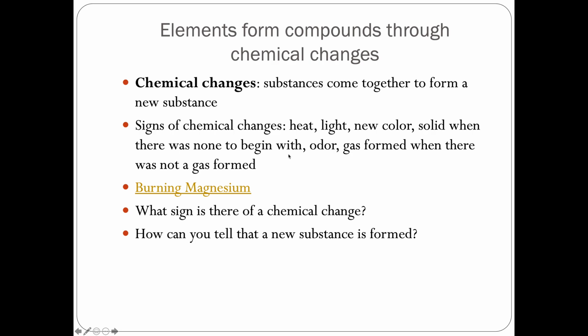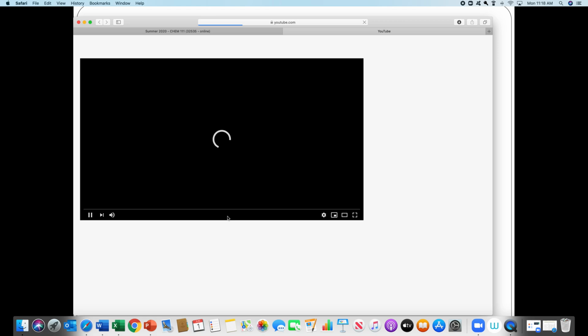All right, now, elements form compounds through chemical changes. A chemical change, remember we talked about it before, is when we make new substances. Signs of chemical changes are heat, light, a new color, some evidence. This is kind of a cool video. I'll click on it. Theoretically, give it a second to come up.